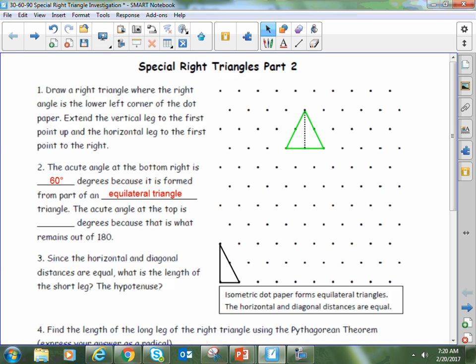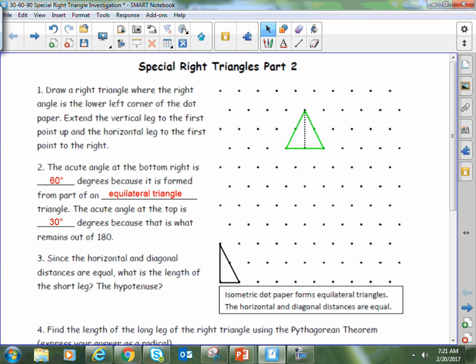In the box at the bottom of the dot paper, it lets you know that the dot paper is set up to form equilateral triangles. Because every interior angle of an equilateral triangle is 60 degrees, that's how I know the bottom right-hand corner is 60 degrees, because it's essentially half of an equilateral triangle. So the remaining angle has to be 30 degrees.